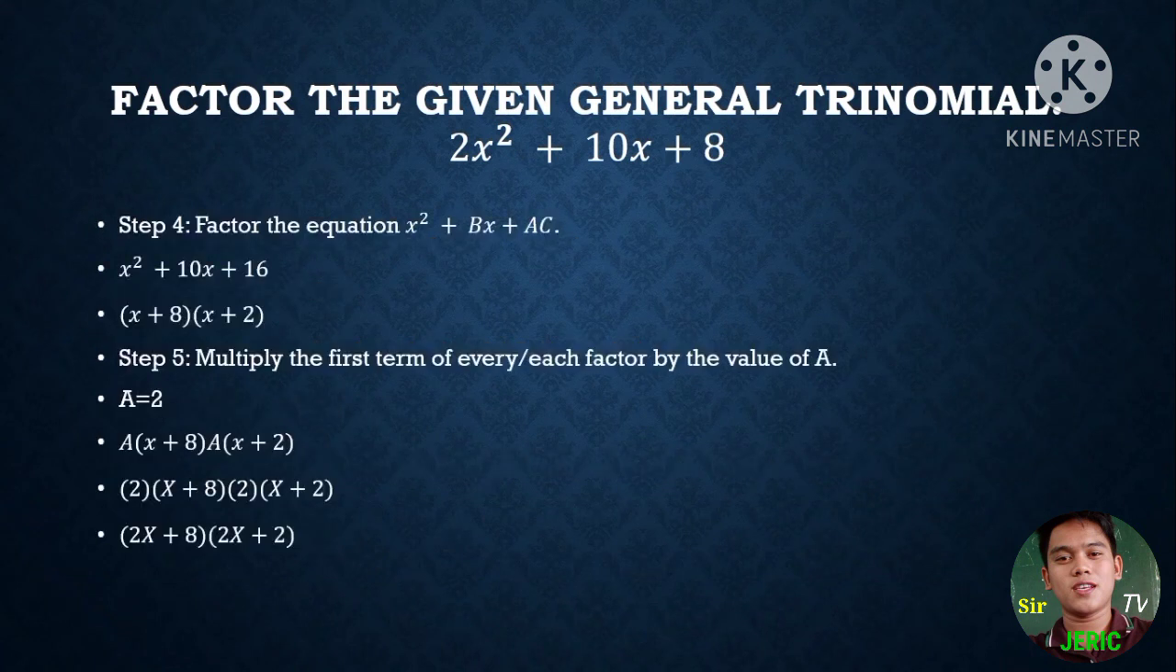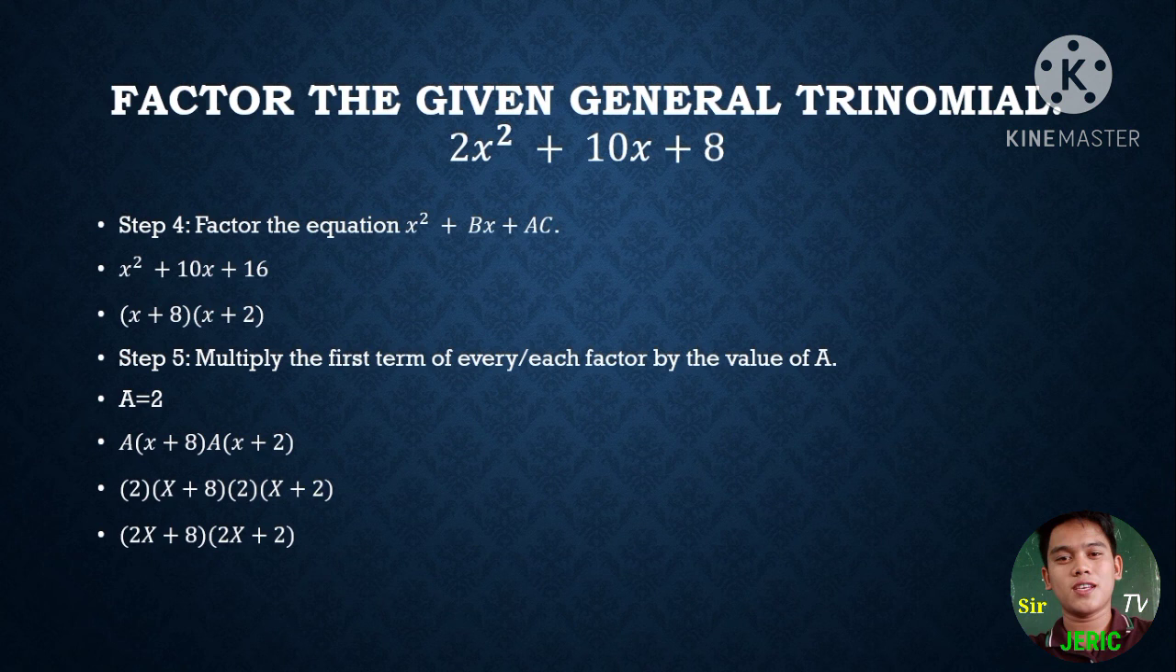Our step 4, factor the equation x squared plus bx plus ac. Since our x squared plus bx plus ac is equal to x squared plus 10x plus 16, the factor of x squared plus 10x plus 16 is equal to x plus 8 and then x plus 2. Okay? Since if we multiply 8 and 2 it is 16, and if we add 8 and 2, that is equal to 10. So that's why our factors are x plus 8 and x plus 2.